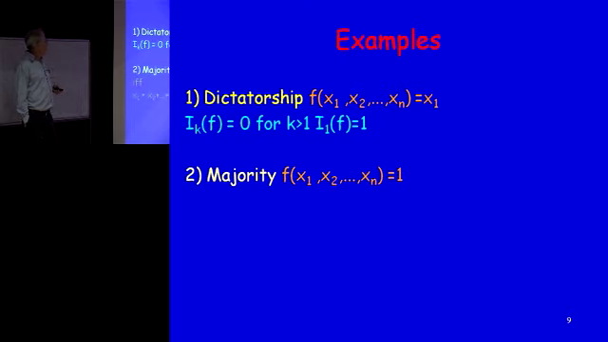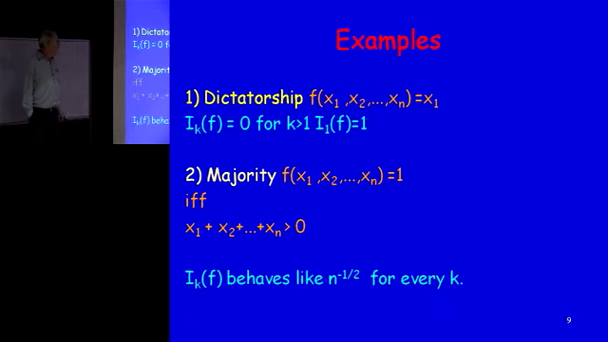So f(x1,...,xn) is 1 if and only if the sum of the variables is greater than 0. And in this case, the influence of the k-th variable behaves like 1 over square root of n for every k. Of course, all the influences are the same because this function is completely symmetric.